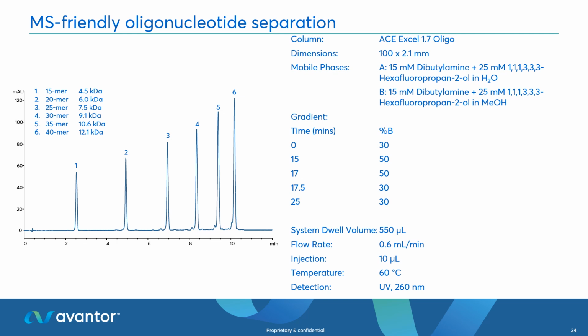The gradient method itself comprises a 25-minute run with the bulk of the components from the test mixture eluting prior to 10 minutes. We see that we get very efficient chromatography, the peaks are very sharp, and as we increase the mass of the molecule that we're starting to analyze, we start to see some finer structure appearing of some of the impurities that get generated when we're producing the different oligonucleotides in this particular series.